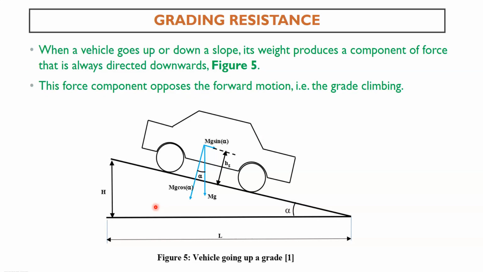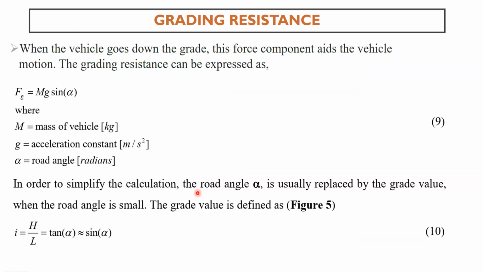Next is the grading resistance. When a vehicle goes up or down a slope, its weight produces a component of force that is directed downwards. That is shown here. So the force component opposes the forward motion, that is the grade climbing. When the vehicle goes down the grade, this force component aids the vehicle motion.